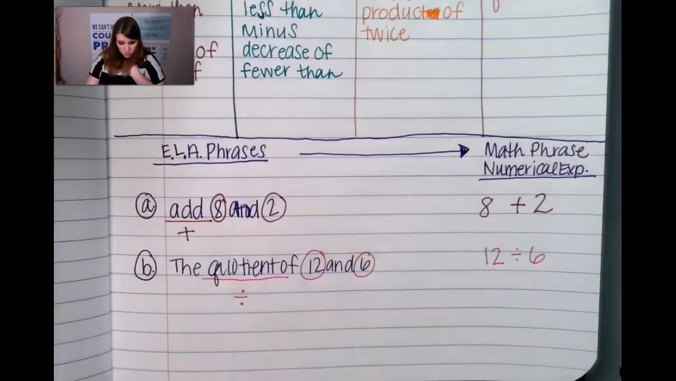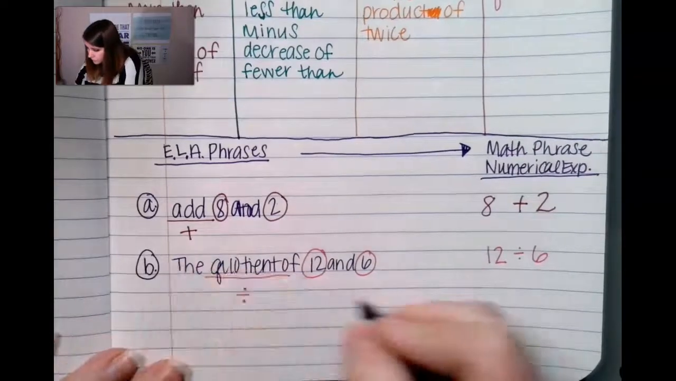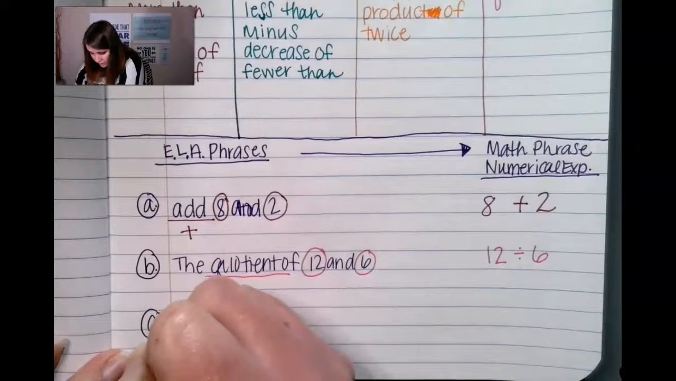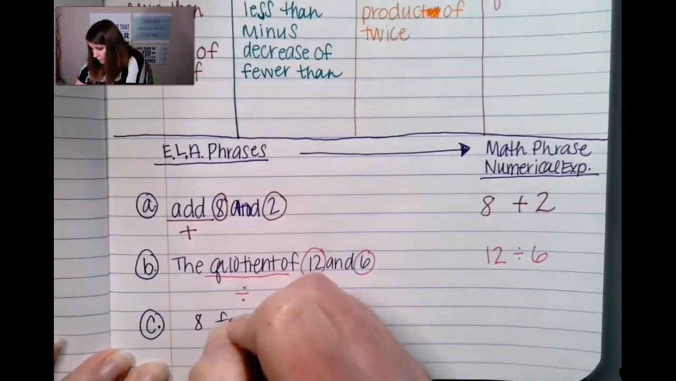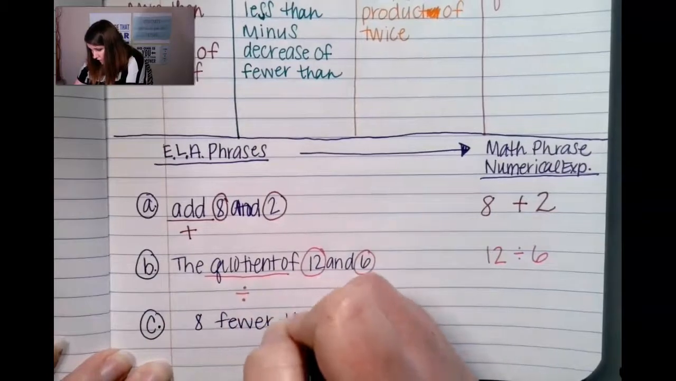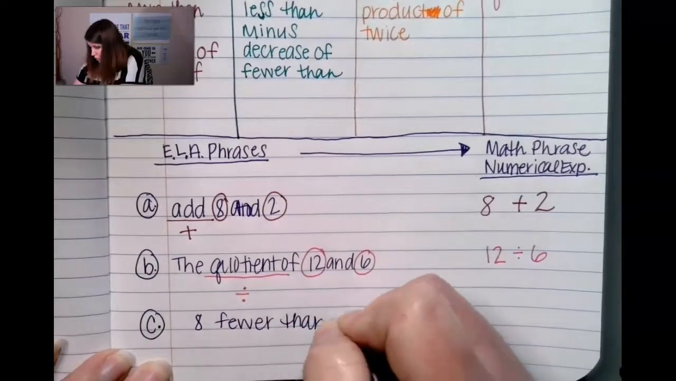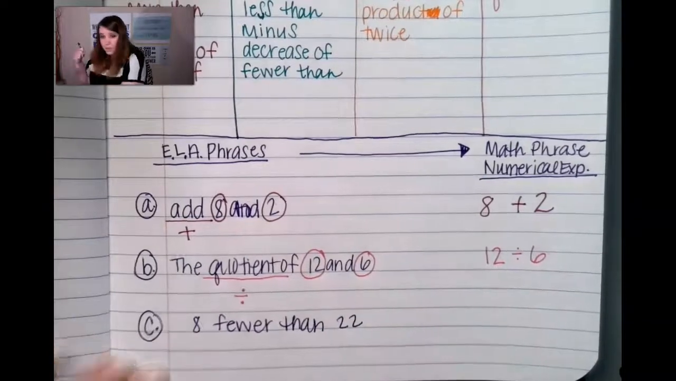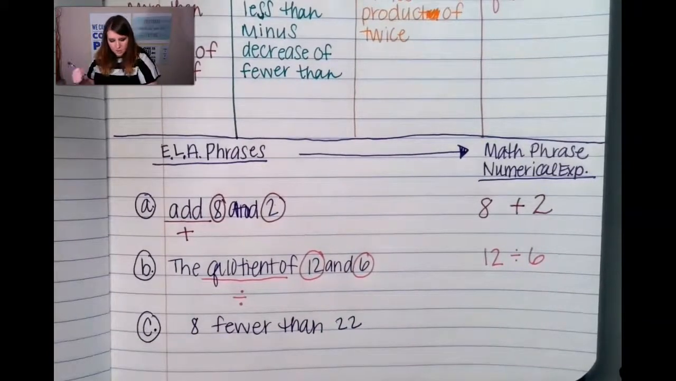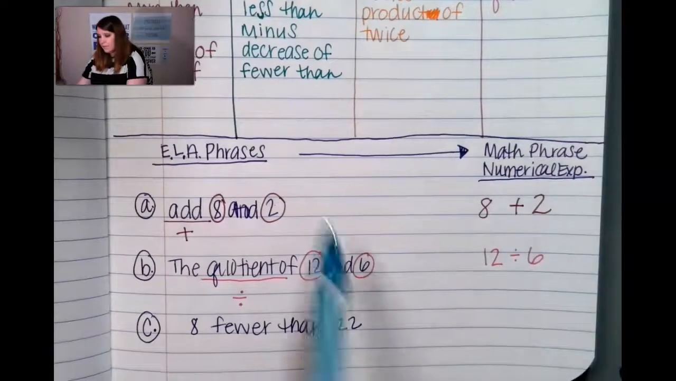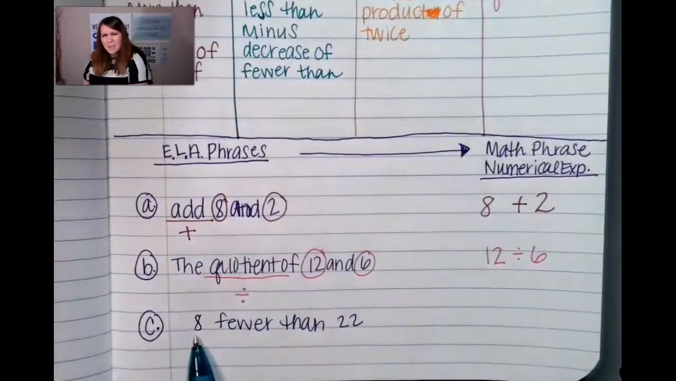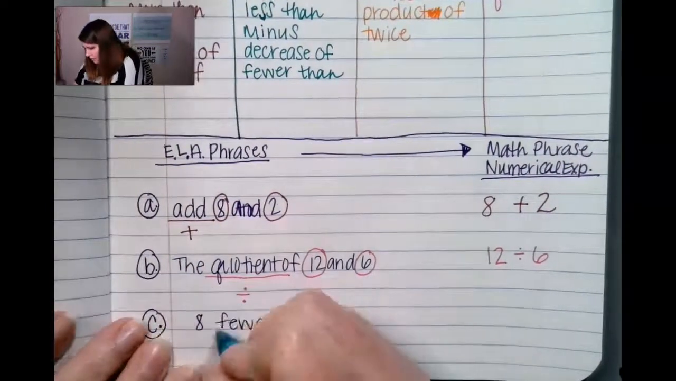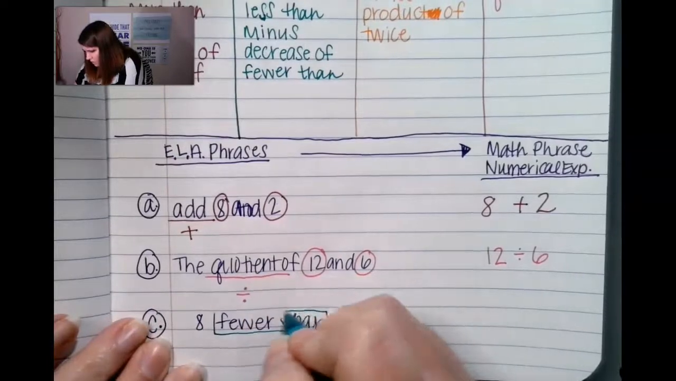Okay, and we're going to do one more. Letter C. Okay, 8 fewer than 22. So 8 fewer than 22. Okay, so when I look up here, I see fewer than underneath subtraction. But 8 fewer than. So I know I need to subtract.